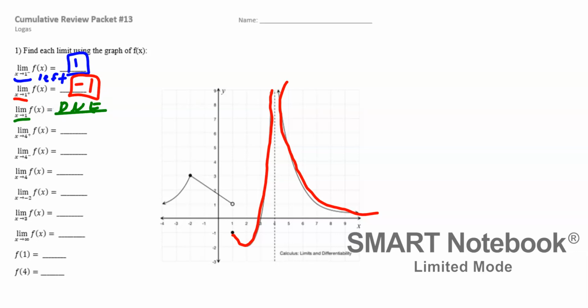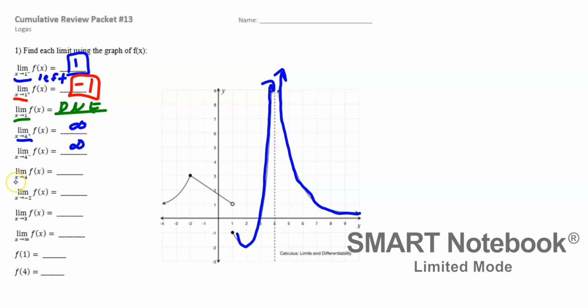My limit as x is approaching 4 from the right. So let me erase this here. This time we're looking at the x value of 4. As we're approaching 4 from the right side, it looks like my graph is starting here and then going up to +infinity. So 4 from the right is +infinity. 4 from the left side of the graph also is +infinity.